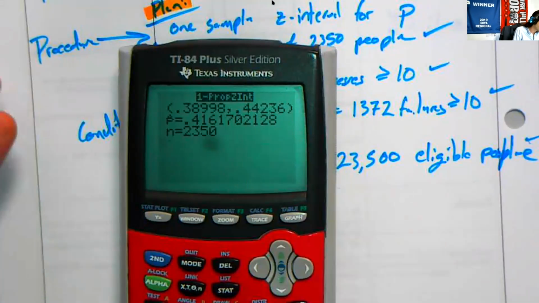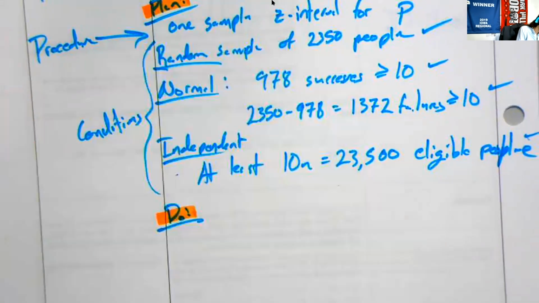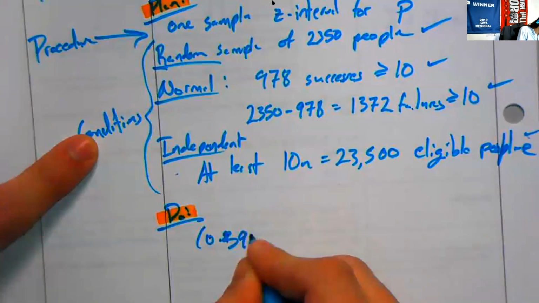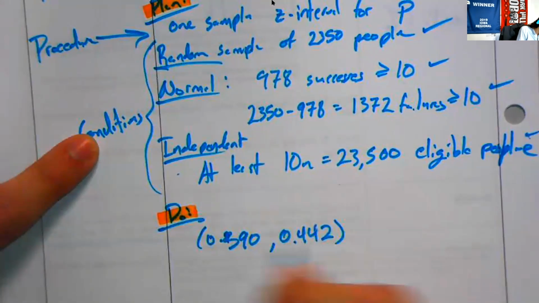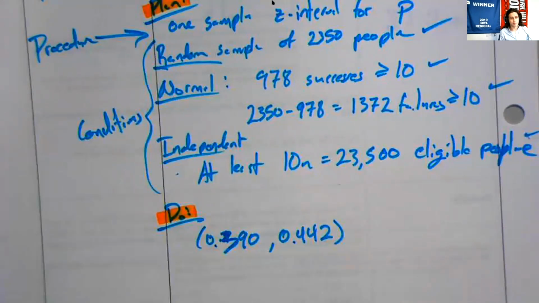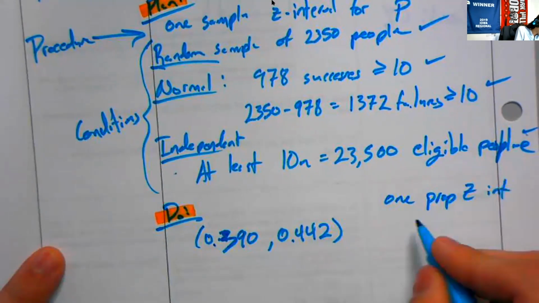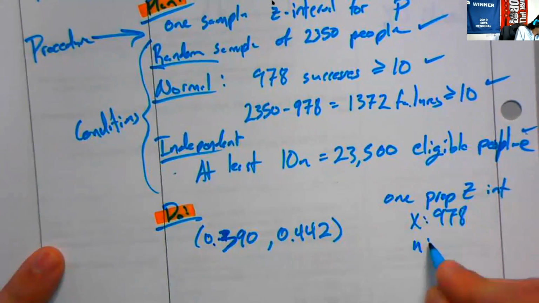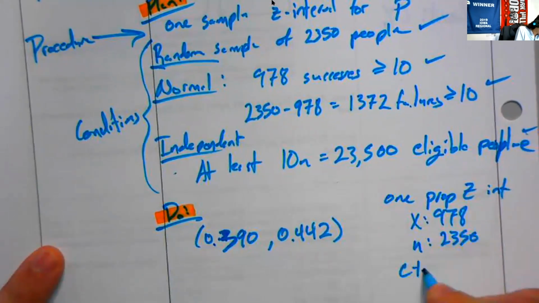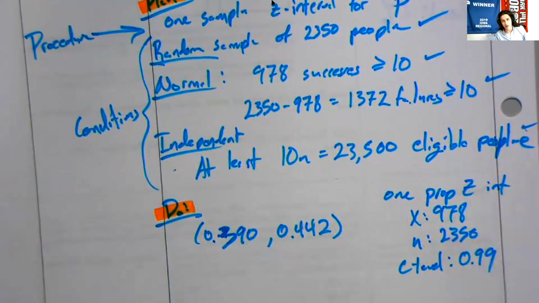We'll write this down. Let's go out 3 decimal places. So 0.390 and 0.442. Okay, so 0.390 to 0.442, and that's literally all we have to write. If you wanted to, you could have said 1 Prop Z Int out to the side, and X is, you don't need to do this, N is 2350, and C level is 0.99. Doesn't hurt my feelings if you write all that down. It's going to help me diagnose any issues you have. Get in the habit of writing everything you put in a calculator down. So that's our lower bound, upper bound.